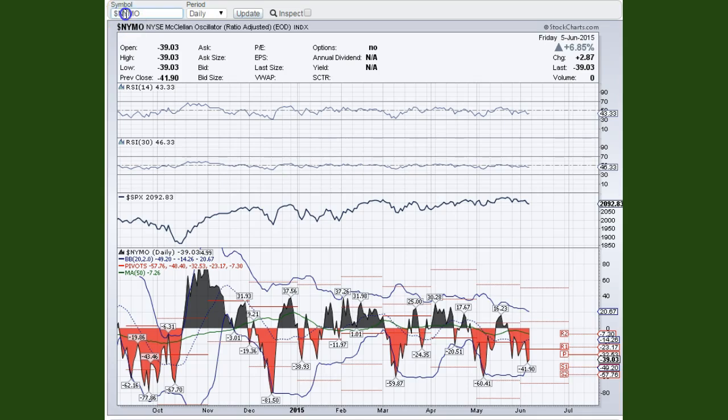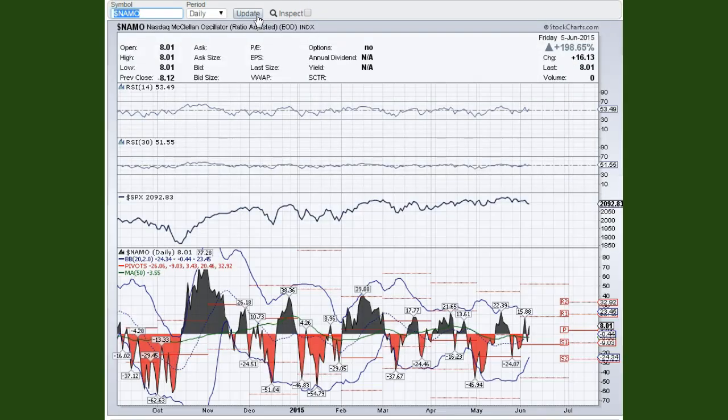Now let me see something here. Let me show you the Nasdaq one. Okay. Do update. Look at the Nasdaq oscillator. It looks very different, doesn't it? Exactly. Because the Nasdaq is not the New York Stock Exchange, period. So this is actually a lot more positive.